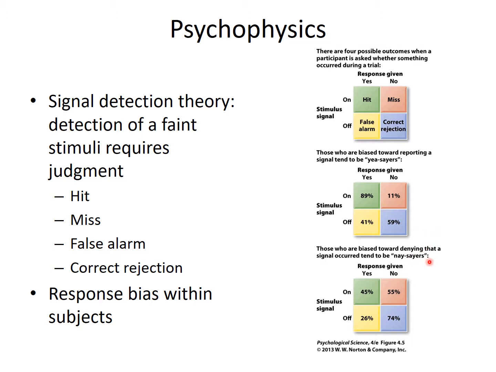The naysayers, again, a different kind of personality, only say yes when it's there 45% of the time. So they miss it 55% of the time. Even though the stimulus is there, they miss it. However, they more correctly say it's not there when it isn't. They have more true negatives, but fewer true positives.